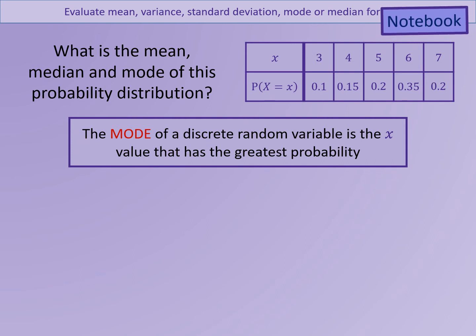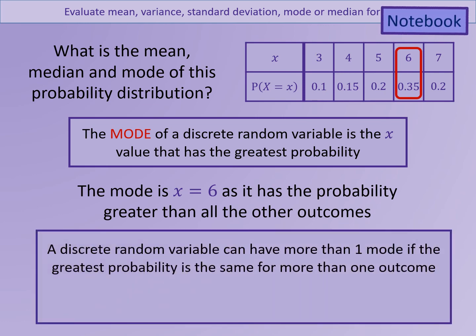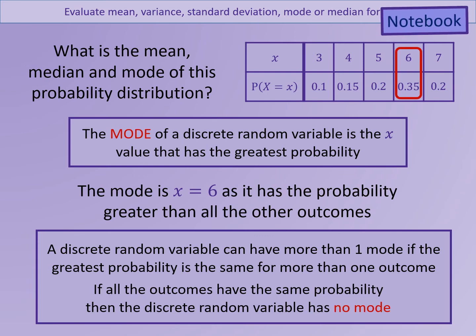The mode of a discrete random variable is the value of x that has the greatest probability, in other words, the most likely one to occur. So we look in the table and we see that x equals 6 has the highest probability of 0.35. It's more likely than all of the other outcomes, so the mode is 6. A discrete random variable can have more than one mode if you have the same greatest probability. If all of the outcomes are the same, if the distribution is uniform, we would say there was no mode.